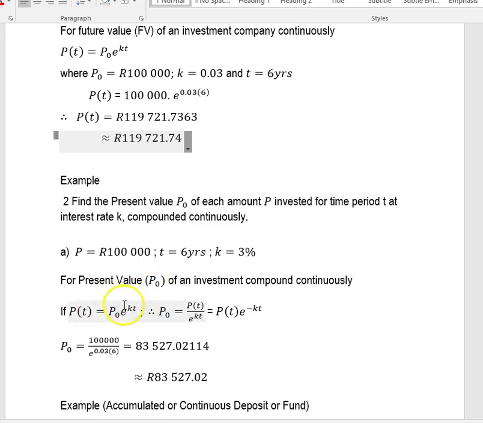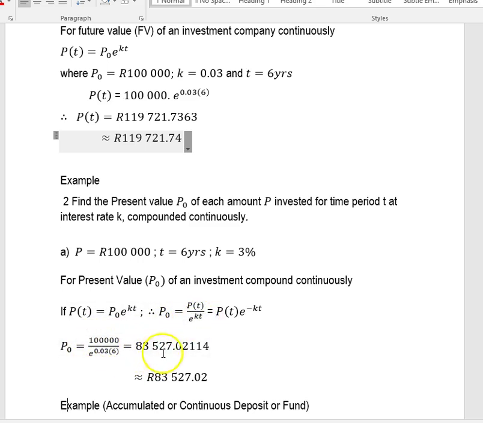Now we need to do a little bit of manipulation here. This was the formula that we used before. Now to determine my P0 here, I divide both sides by e to the power of kt. So in essence, P0, which is my present value, is P of T, which is my future value, divided by e to the power of kt. I could rewrite this by bringing this up and it becomes a negative power. So now, to determine my present value, my P, which is my future value, is 100,000, divided by e to the power of 0.03, which is my K there, and my T, which is 6.